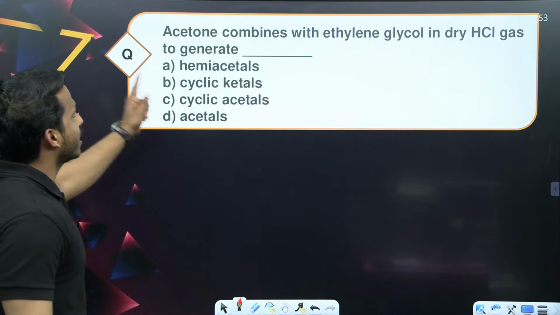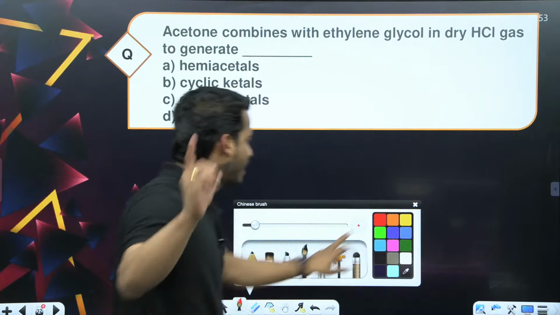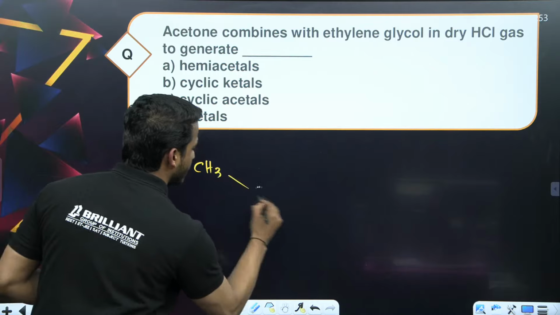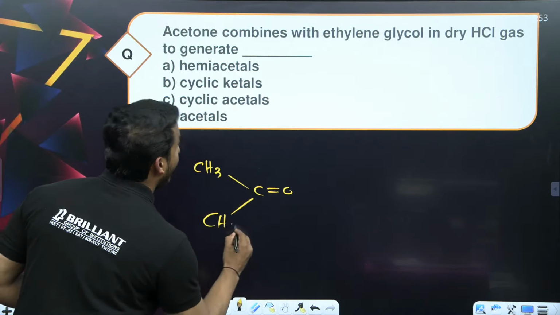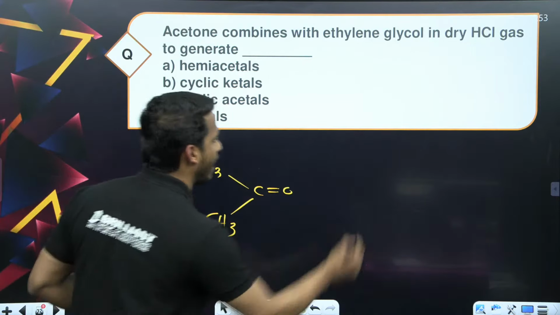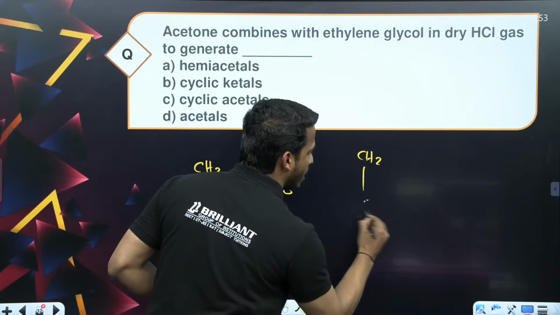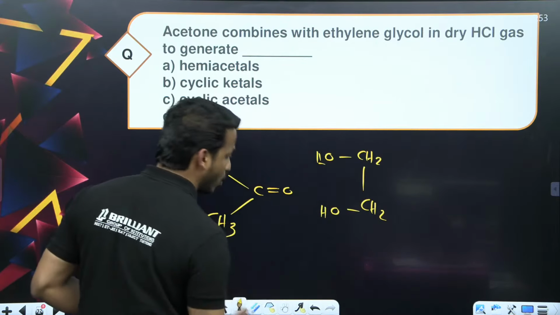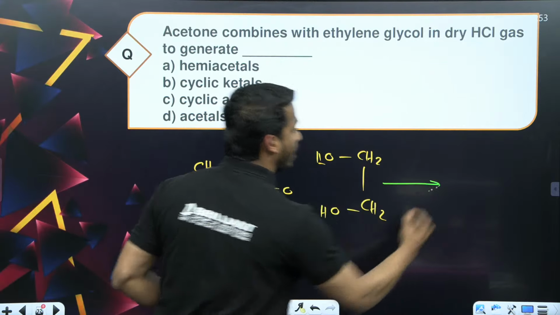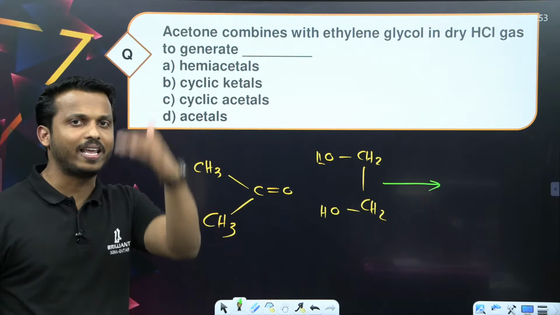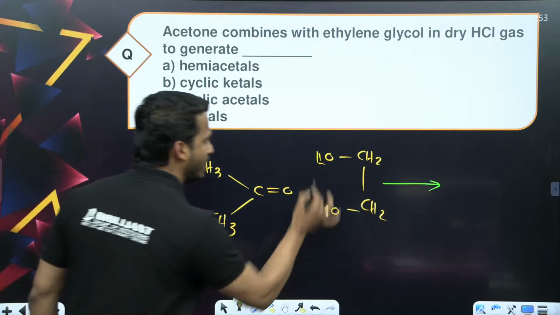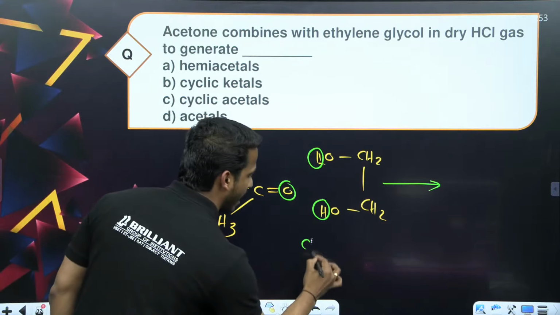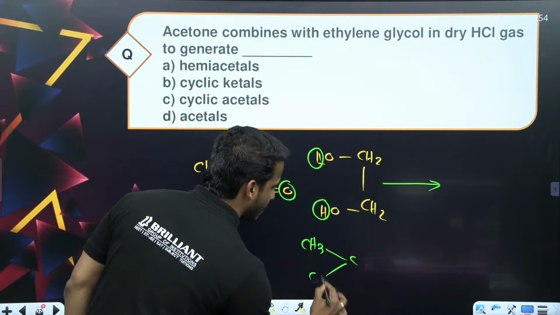Next question, this is an NCERT type of question. Acetone, what is acetone? CH3COCH3. Acetone reacts with ethylene glycol. What is ethylene glycol? CH2OH, CH2OH. What does it produce? This reaction we studied under nucleophilic addition. Very simple. H2O, water is removed, and you will get CH3, CH3.